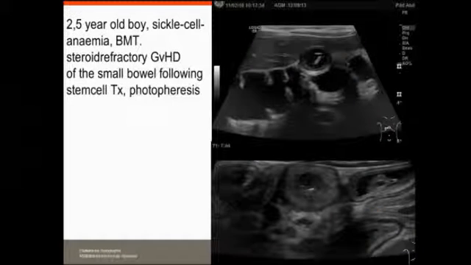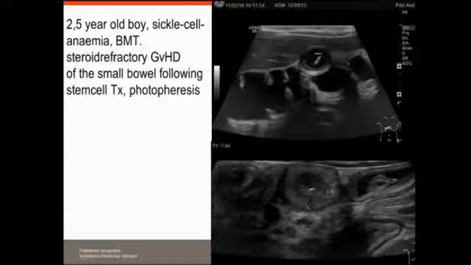And the last case I want to share with you is a little boy from Africa who had sickle cell anemia, and he received a bone marrow transplant. And after this, he had a severe graft versus host disease, which was refractory against steroid treatment in the small bowel. So here you have the gallbladder with some little concrements, but then you already see he had bloody diarrhea, he couldn't eat, he was vomiting, and he was really in a very bad state.